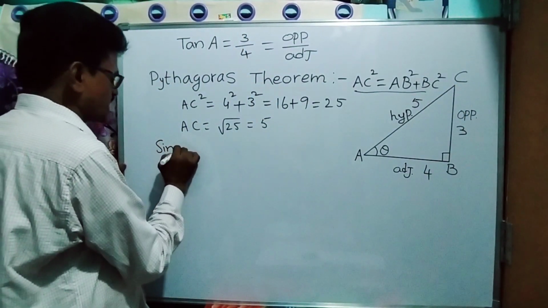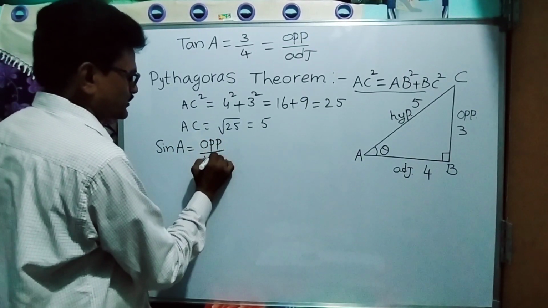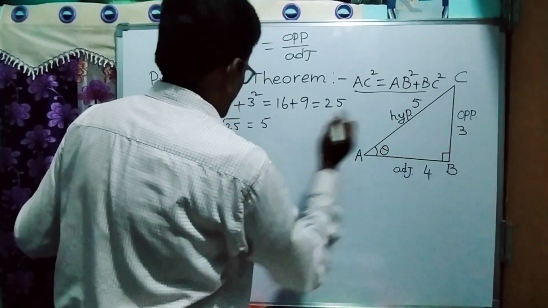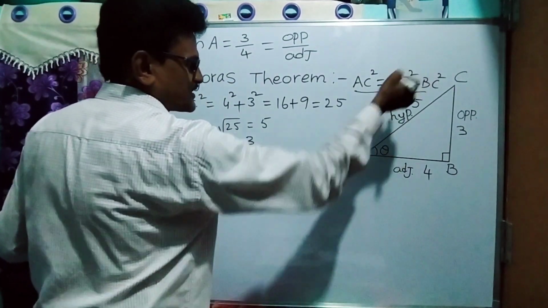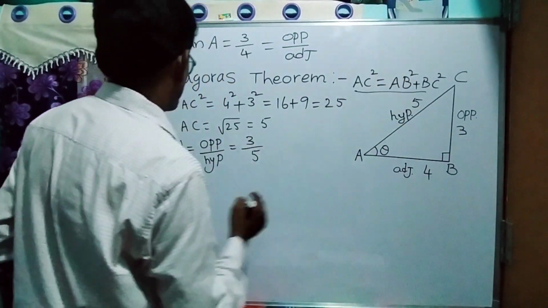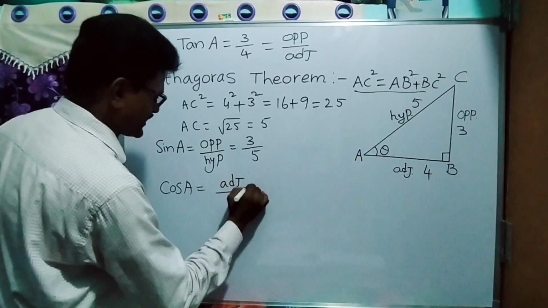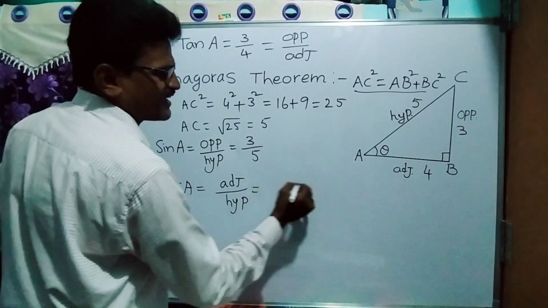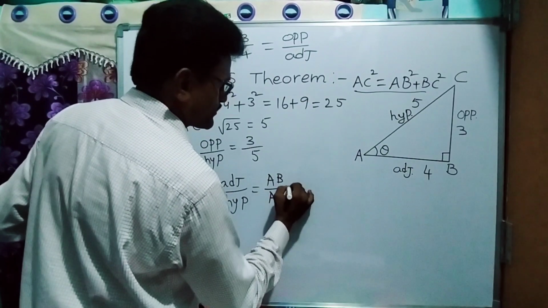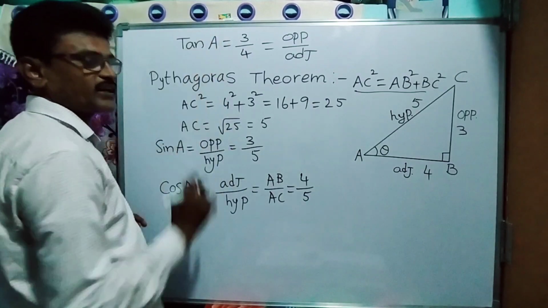Now come to the point. What is the first ratio, sin A? Sin means opposite by hypotenuse. Opposite of angle A by hypotenuse. What is opposite to angle A? It is 3. What is the hypotenuse here? 5. So sin A is 3 by 5. Next, what is cos A? Cos A is the adjacent side of angle A by hypotenuse. Adjacent means AB, and hypotenuse AC. AB by AC. AB is 4 and AC is 5. So 4 by 5. Tan A is not necessary, it is given already.